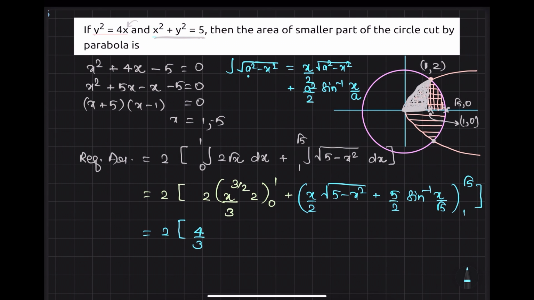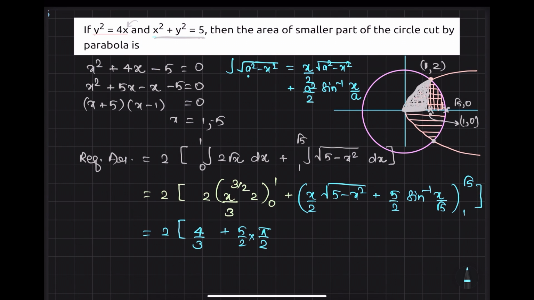Okay, now if you apply the upper limit root 5, this thing will become 0, root 5 and root 5 square will become 5, so that will become 0. Now if you apply root 5, it will become 1 by, say, root 5 by root 5, 1. Sine inverse 1 is what? Pi by 2. So we are left with 5 by 2 into pi by 2.